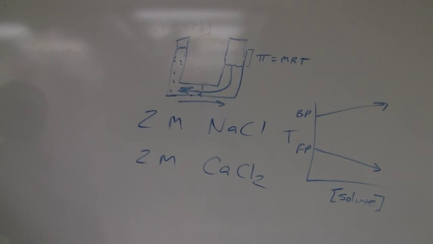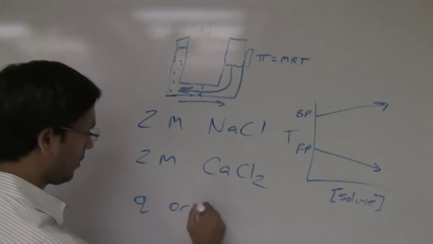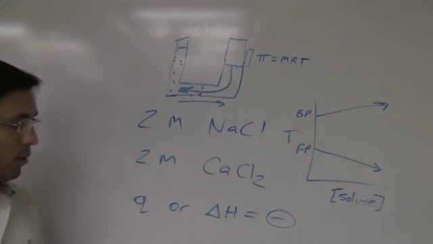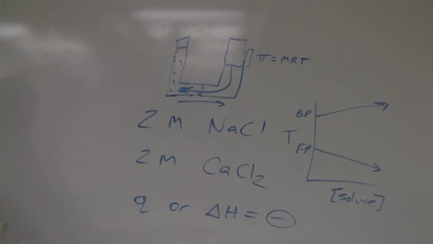If Q or change in H is negative, it's exothermic. What does that mean? It's spontaneous; we release energy. So what's going to happen to the temperature of your solution in an exothermic reaction? It's going to increase, it's going to rise. Exactly. It's going to get hotter.